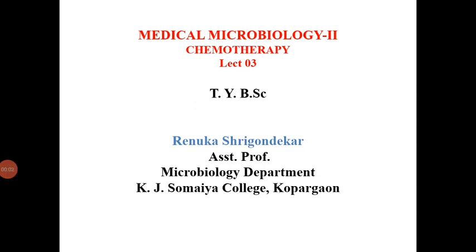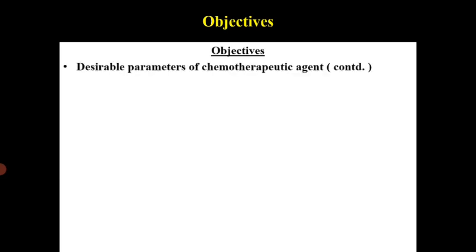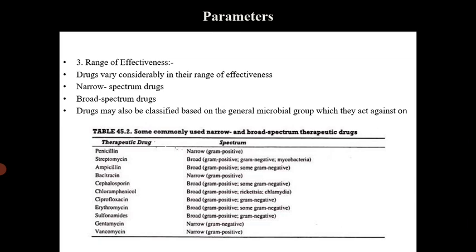Hello students, in the last lecture we saw two general characteristics of chemotherapeutic agents. First is selective toxicity and second one was side effects. So now third, let's see, range of effectiveness. Now drugs vary considerably in their range of effectiveness. So many are narrow spectrum drugs, that is they are effective only against a limited variety of pathogens. Fine. And others are broad spectrum drugs that attack many different kinds of pathogens.